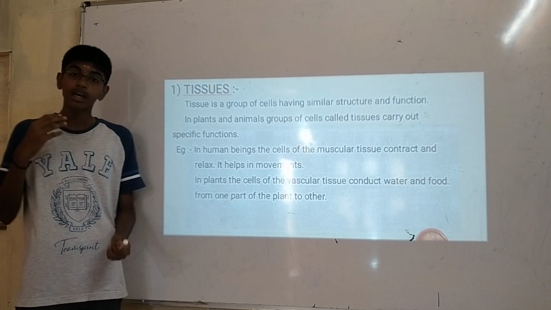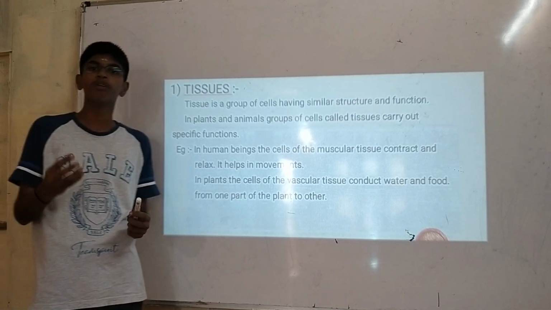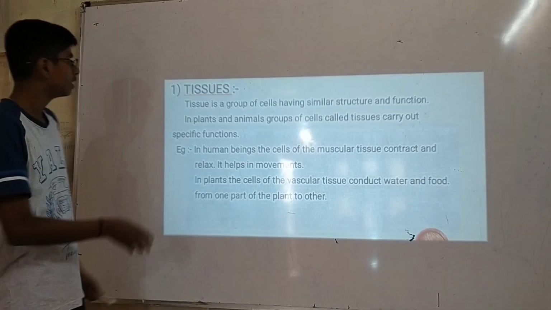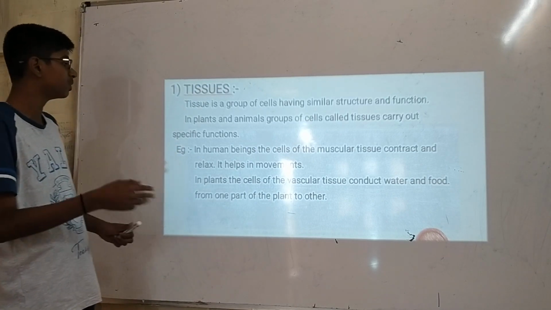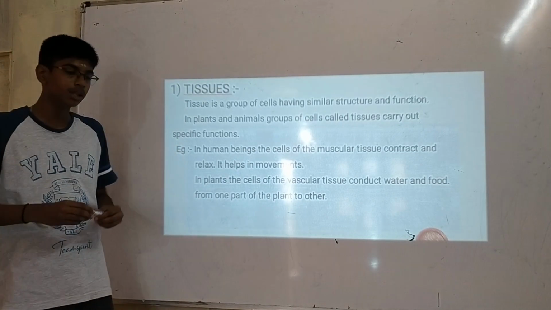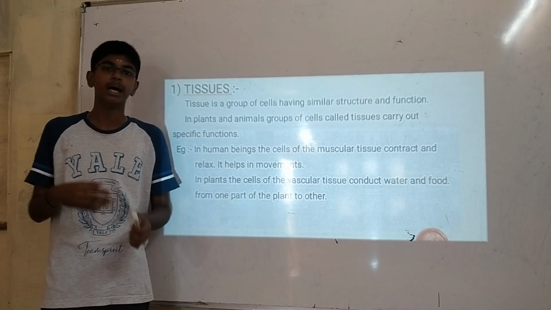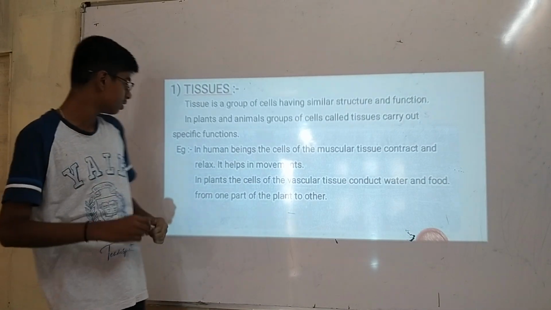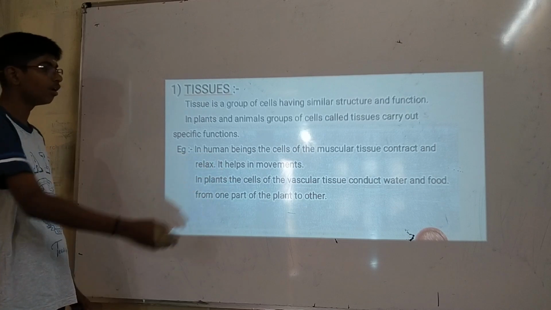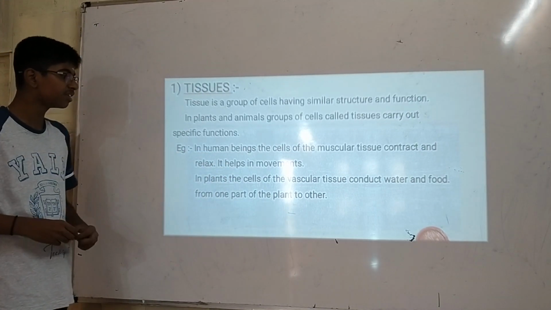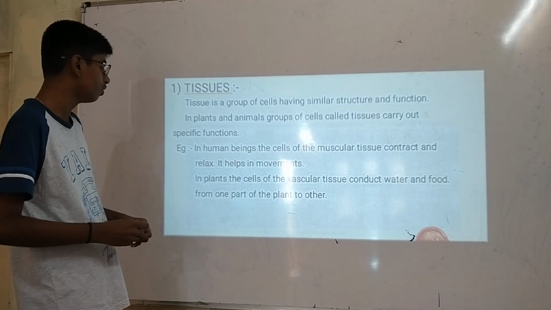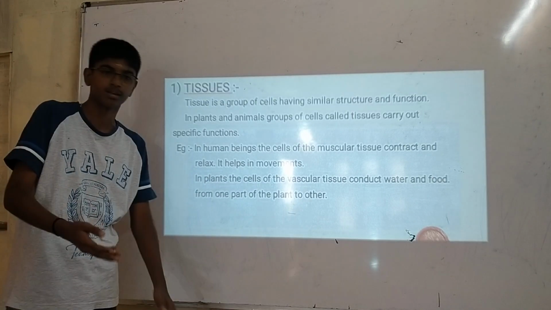So they are similar cells, and they tend to perform similar functions. In plants and animals, a group of cells is called tissue, and they carry out specific functions. As I said, they have similar structures of cells and perform similar functions. In human beings, the cells of the muscular tissue contract and relax. It helps in movement. In plants, the cells of the vascular tissue conduct water and food from one part of the plant to another.